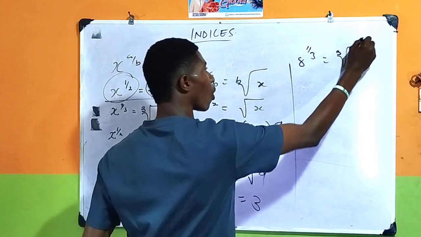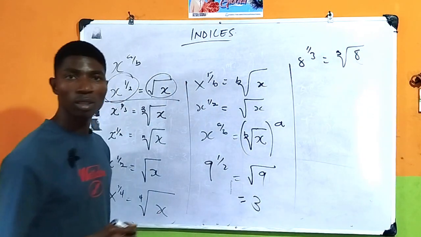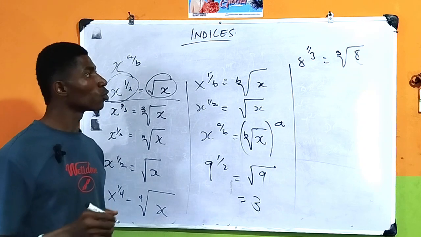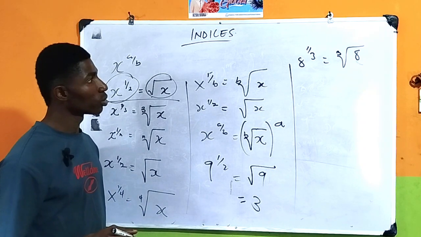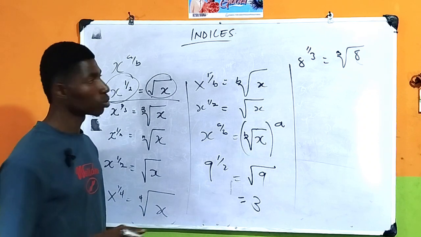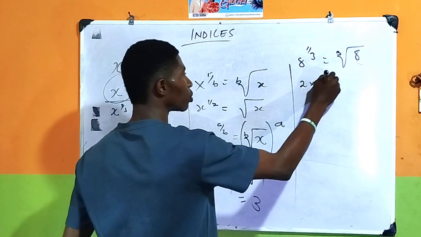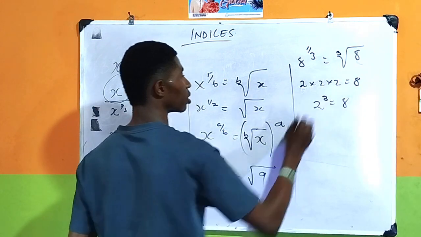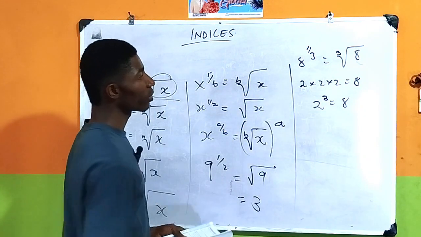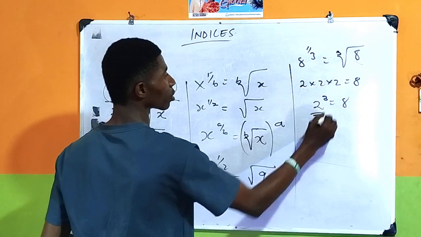The cube root of 8. The cube root of what? Of 8. Which is what? 2. 2 times 2 times 2 is equal to what? 8. So 2 cube is equal to 8. So the cube root of 8 is equal to 2.